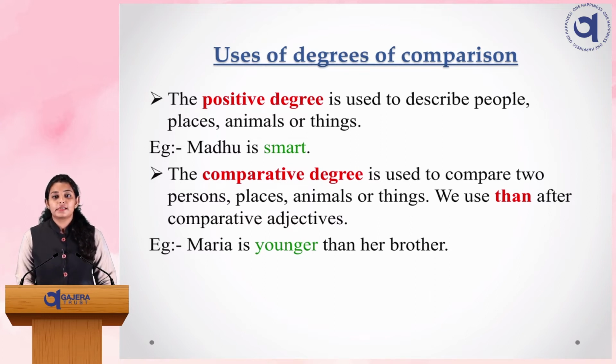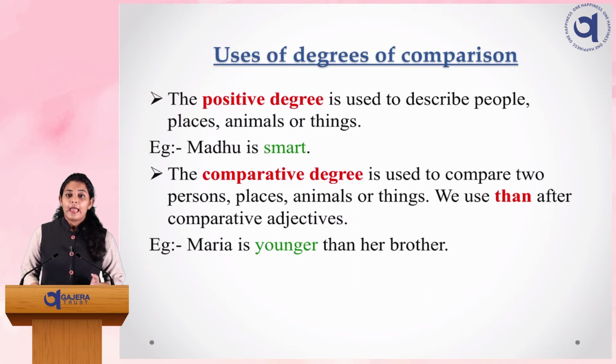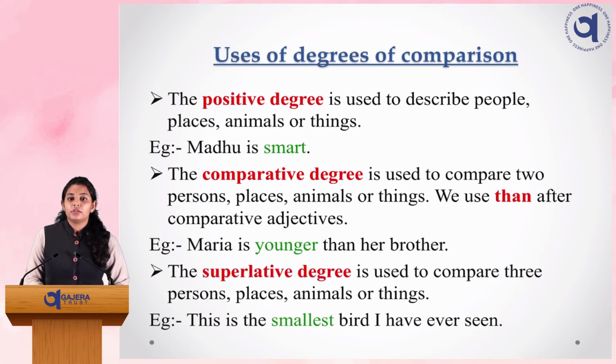So here there is a comparison between Maria and her brother. Maria is younger than her brother. Means Maria उसके भाई से छोटी है. Right? Now see the next one.